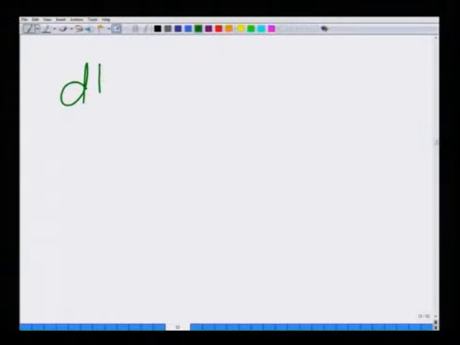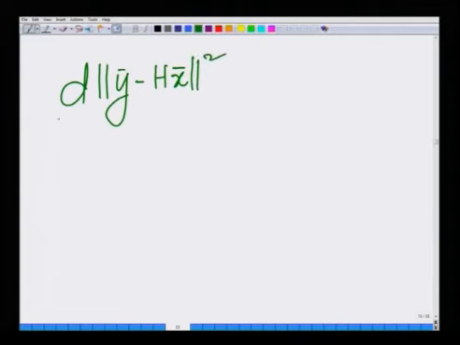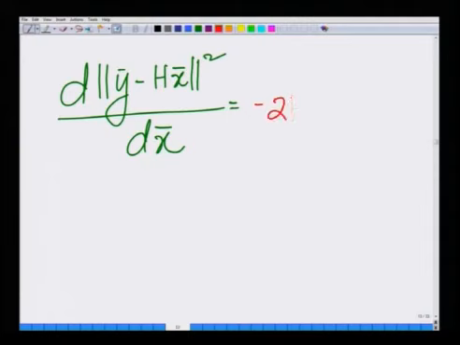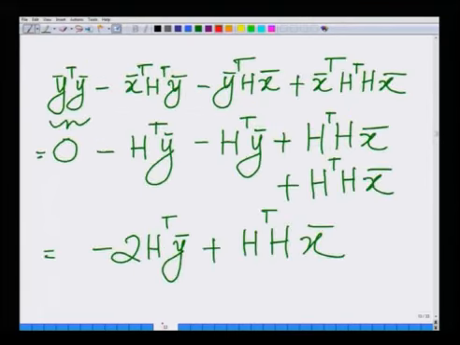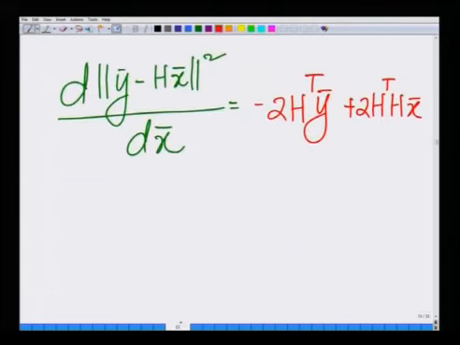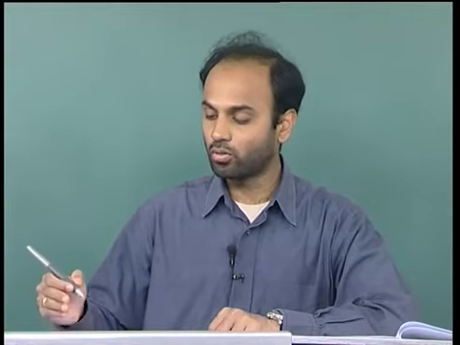So, d norm y bar minus H x bar whole square by d x bar equals minus 2 H transpose y bar plus 2 H transpose H into x bar. Now, as we clearly know, to find the minimum or the optimal value, we have to set the derivative equal to 0. That is what I am going to do next. I am going to set the derivative equal to 0.